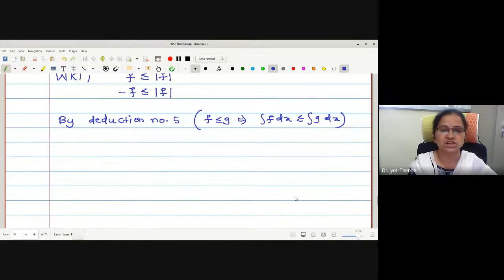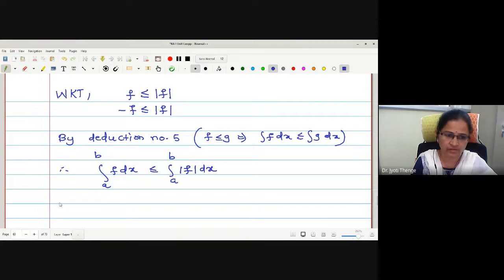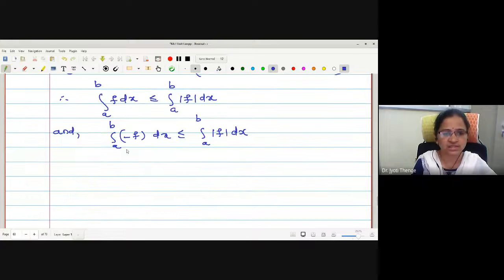By using this deduction, how can I write the first statement? May I write integration f dx from a to b is less than or equal to integration a to b mod f dx, and what is the second one? Integration a to b minus f dx is less than or equal to integration a to b mod f dx. Okay, so let us take this negative out.